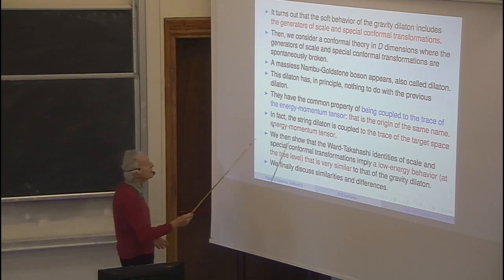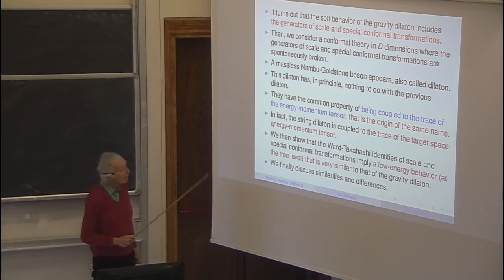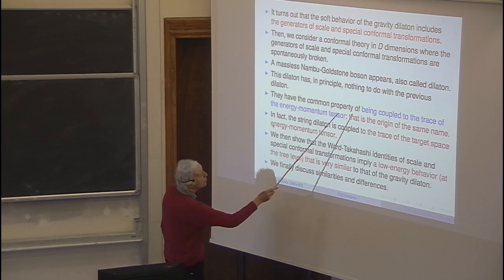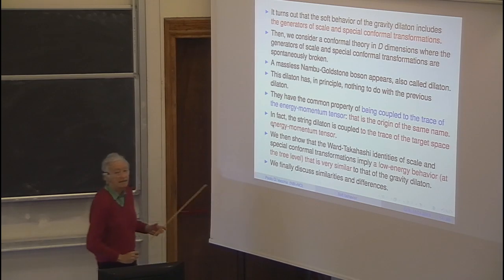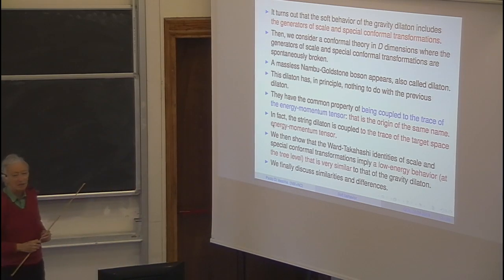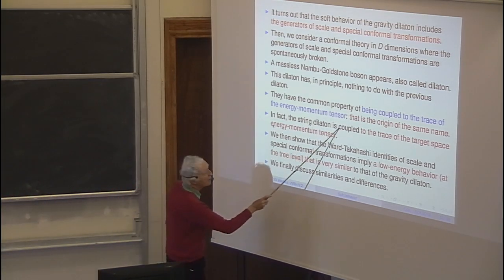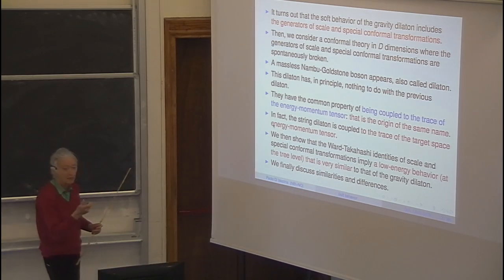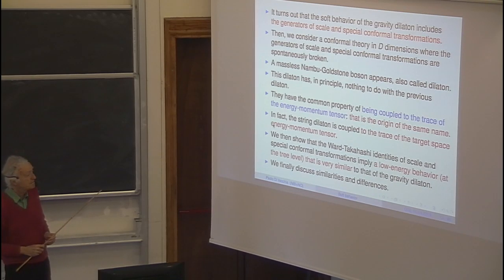Now, in principle, these two dilatons have nothing to do with each other. They have, however, a common property. Both of them are coupled to the trace of the energy momentum tensor, and that is the origin of the name, although nowadays the name may be confusing. And in fact, the string dilaton is coupled to the trace of the target space energy momentum tensor. Its vertex operator is essentially the trace of the energy momentum tensor.